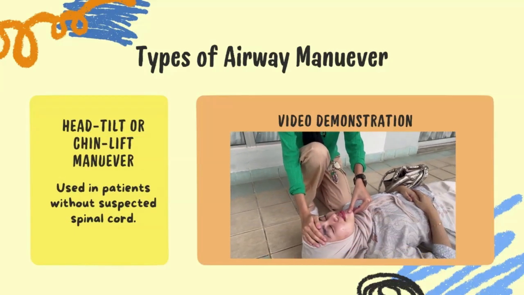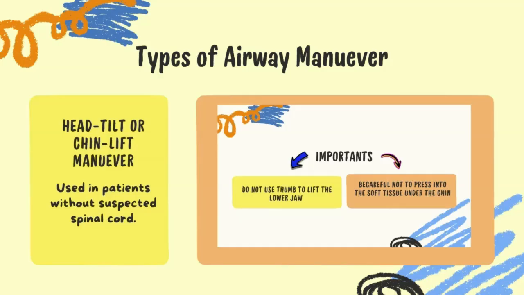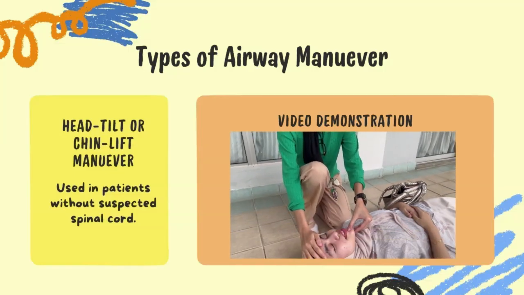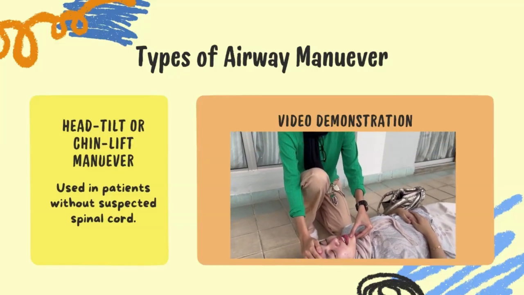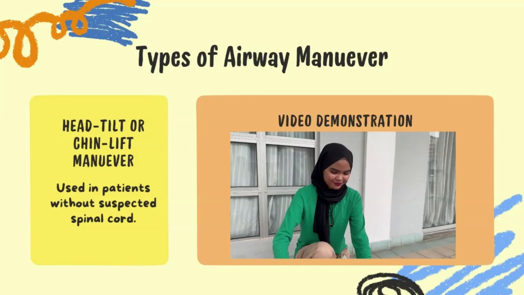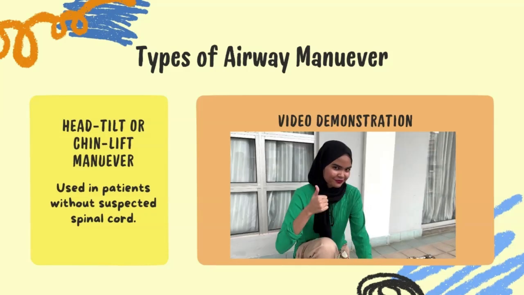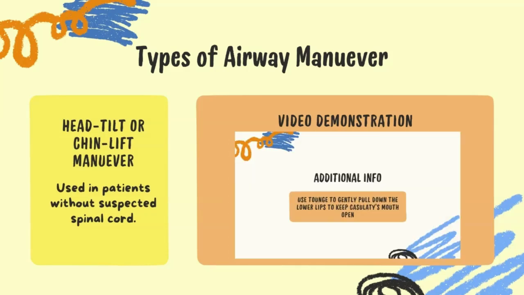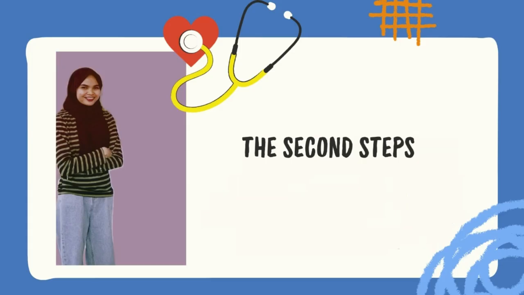It is important not to use your thumb to lift the lower jaw, and please be careful not to press into the soft tissue under the chin with your fingers, as this could close the airways. Fourth, lift the chin forward until the upper and lower teeth are almost brought together, but be careful not to close the mouth. If needed, use your thumb to gently pull down the lower lip to keep the casualty's mouth open.